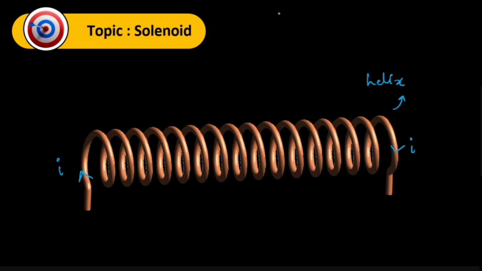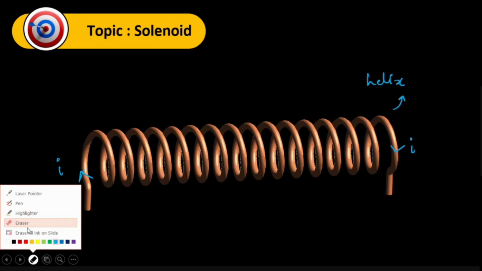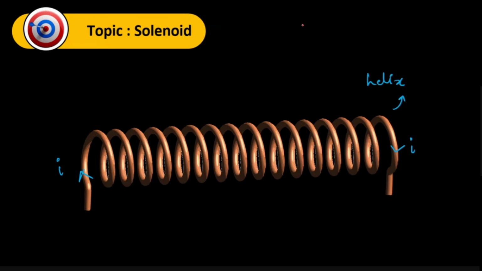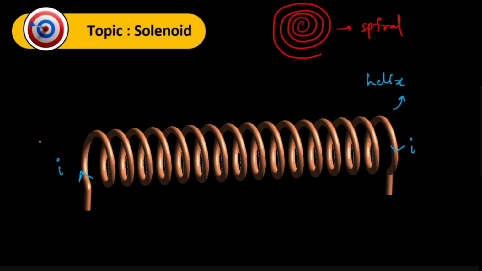I also explained to you that the spiral shape is something which looks like this. This shape is something we call a spiral. And the shape which this component has is something we call a helix. So we call it a helical shape also.